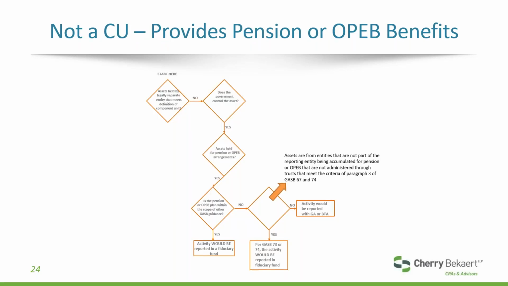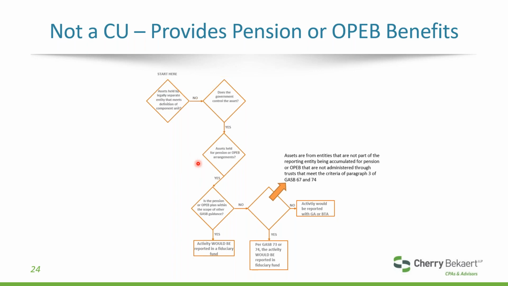When an activity is not a component unit, and we answer no to this first question here, the next question is always going to be, does the government control the assets, or hold the assets, or have the ability to direct the use of the assets? If the activity is not a component unit and the government does not control the assets, then the activity is not related to the government and should not be reported. We should have an additional box right here that says no and not reported. However, if the government does control the assets, we continue down our path, which you will notice is the exact same as the first path we explored.